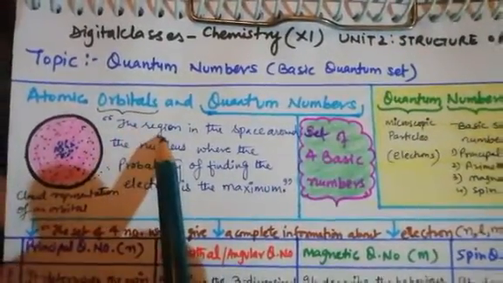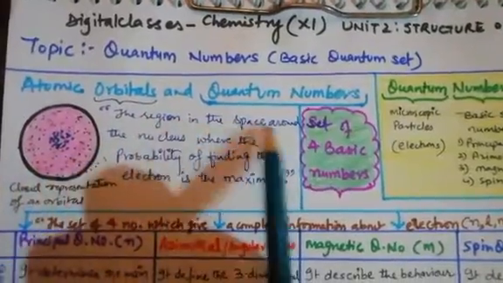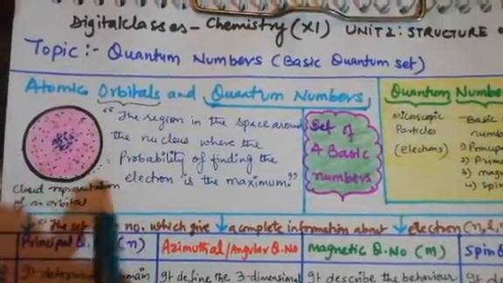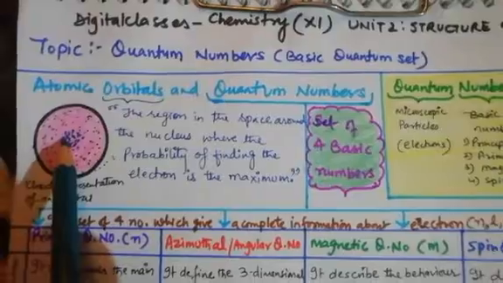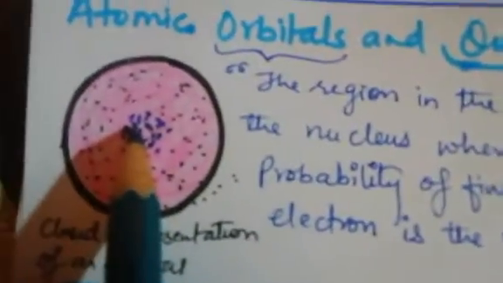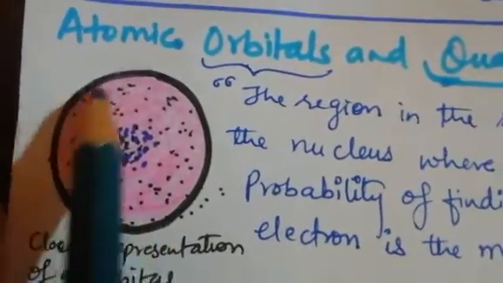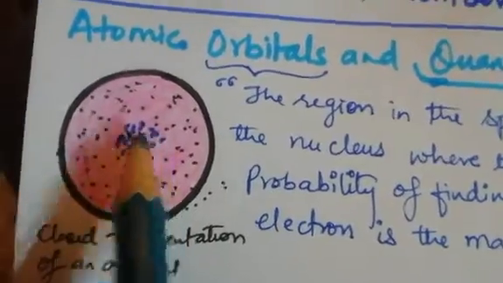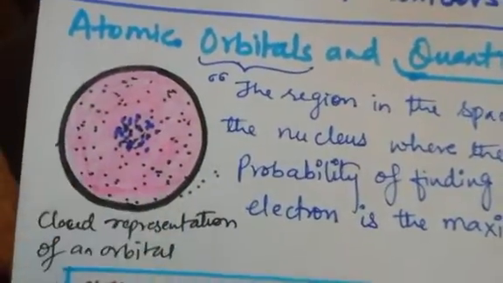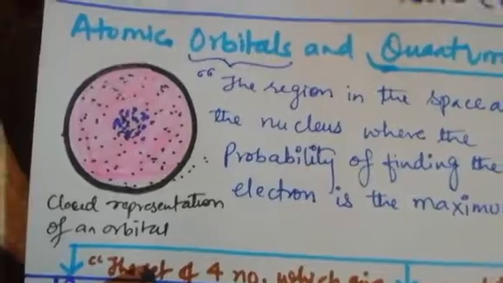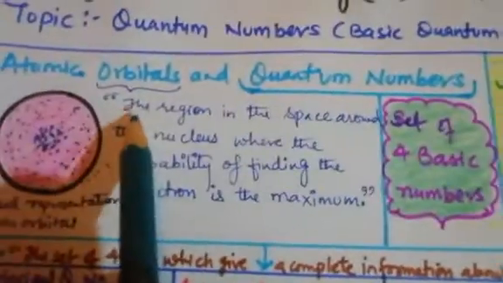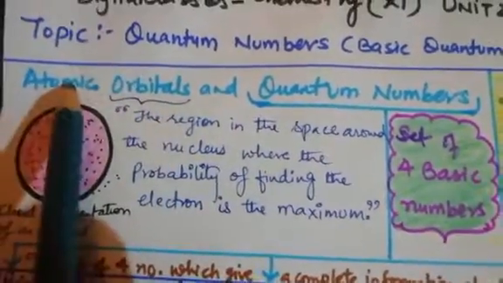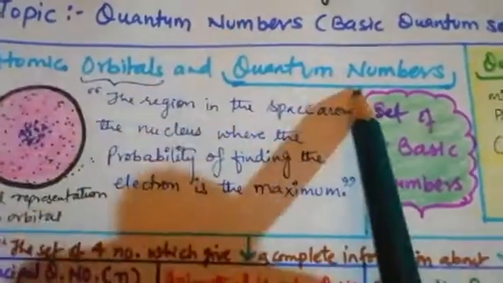An atomic orbital is the region in the space around the nucleus where the probability of finding an electron is the maximum. As you can see here, this is the nucleus, and all those small points are the probability of electrons, and this whole area is called an orbital. This is the cloud representation of an orbital. Once we know about atomic orbitals, we can study the quantum numbers.